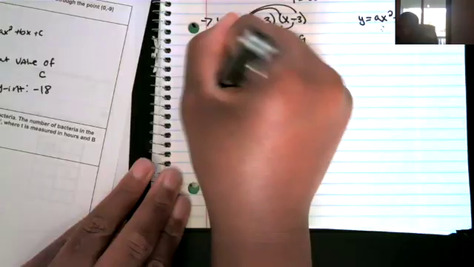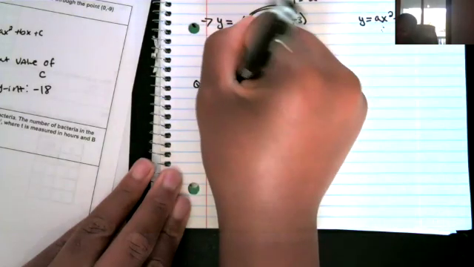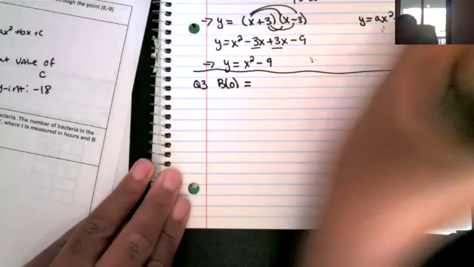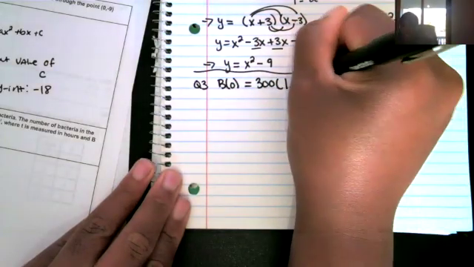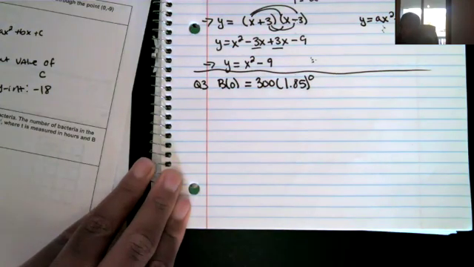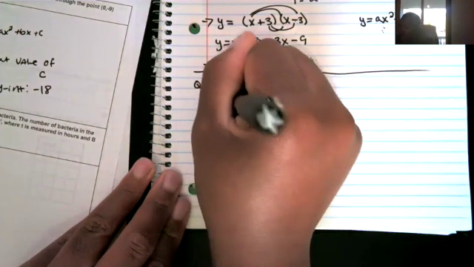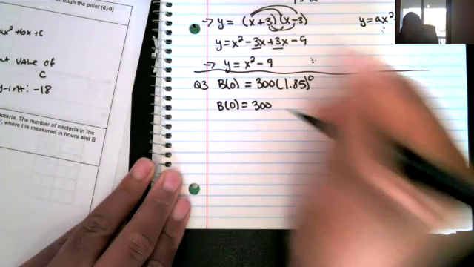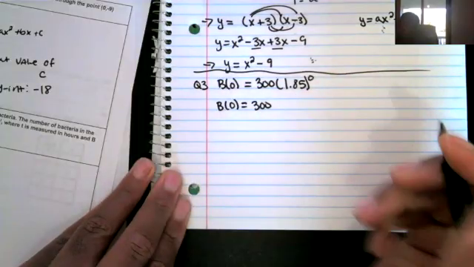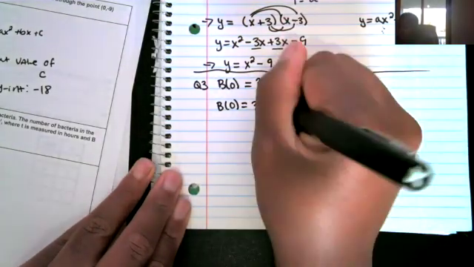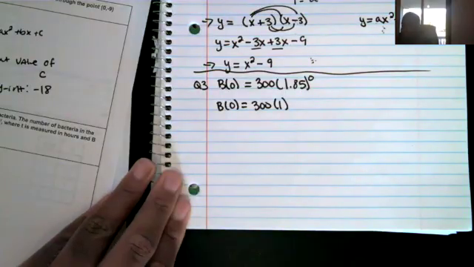So we have B of 0 equals 300 times 1.85 to the t power, which is 0. This should be pretty straightforward for you to solve. You should not even need a calculator. The order of operations states we do exponents before multiplication. So 1.85 to the 0 power, you need to know anything to the power of 0 is 1. So that changes into a 1. And then all you need to do is multiply 300 times 1, which is just 300.